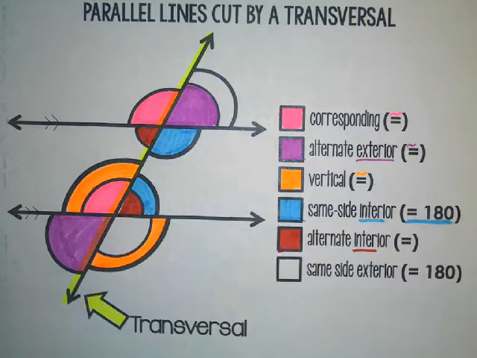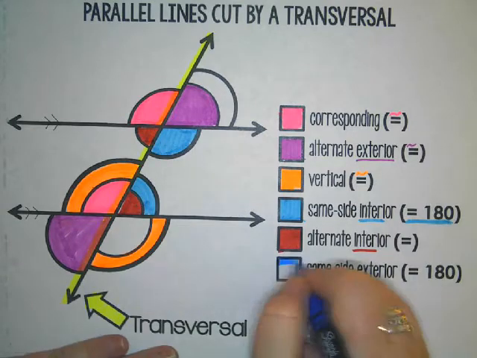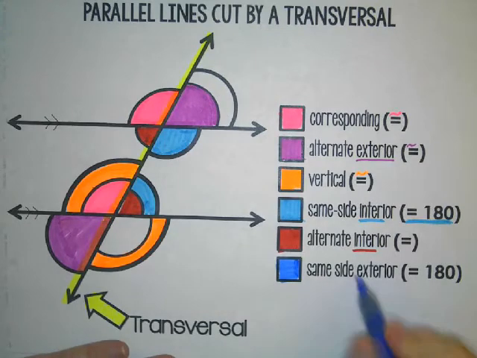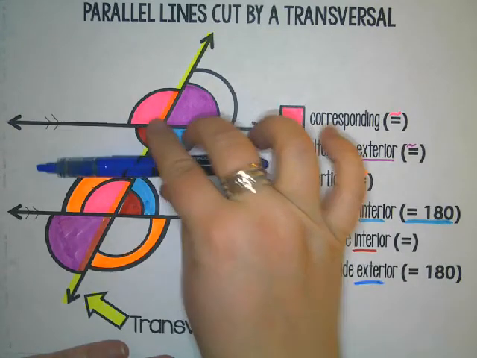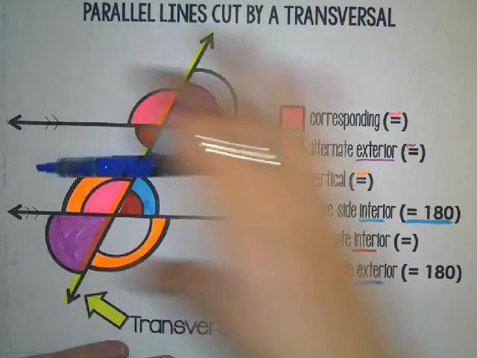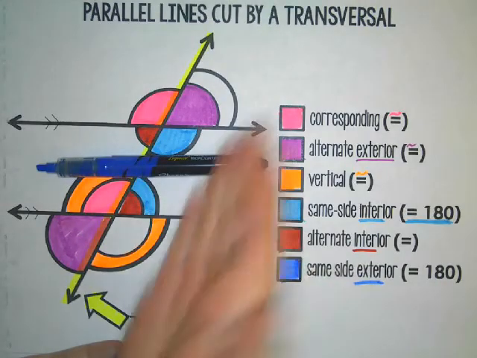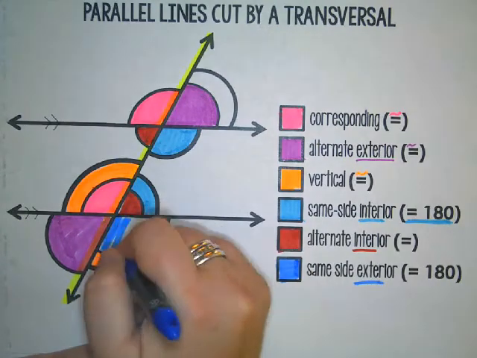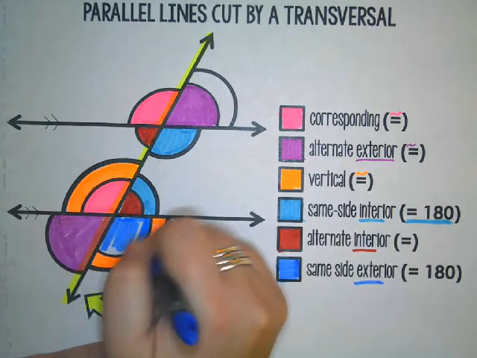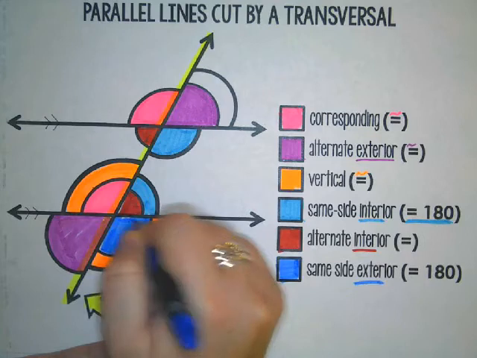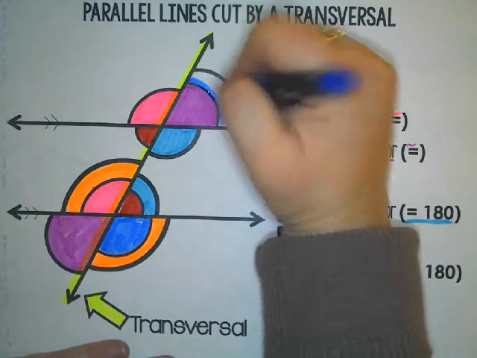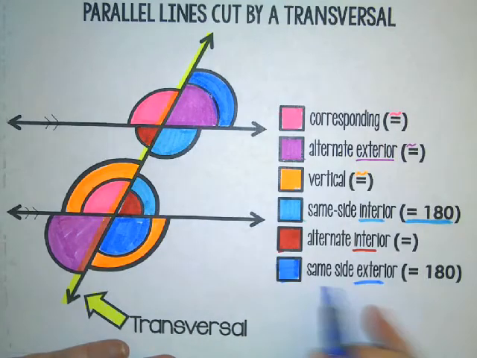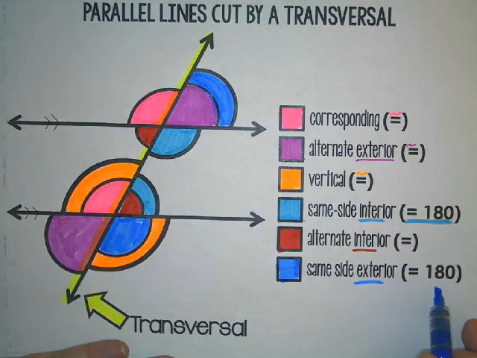And the very last are same side exterior. So again, they're outside the parallels. So remember that pen is inside, so they're going to be outside. And they're on the same side of the transversal, not opposite. So I could take this guy here and this one here. And what's special and important about these is that they also equal 180 degrees.